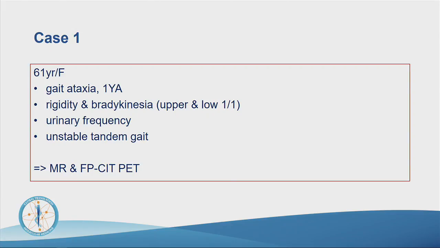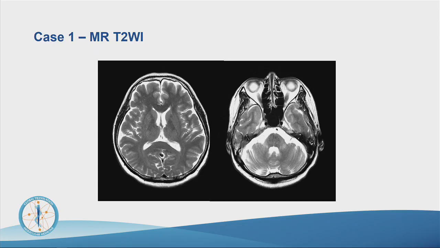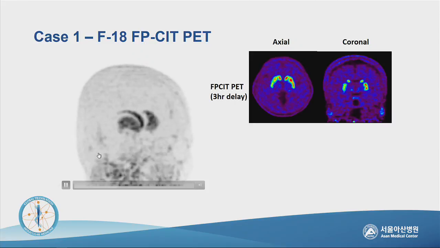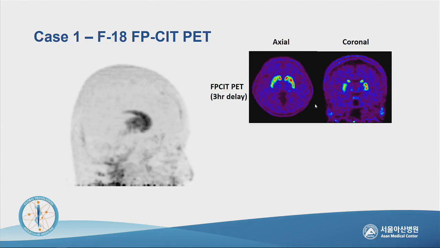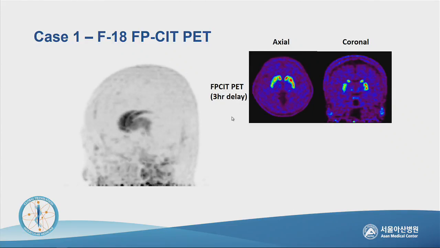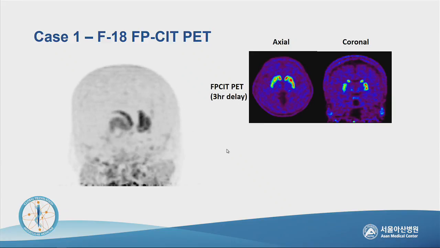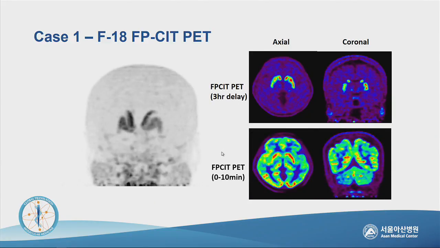A 60-year-old female with gait ataxia for 1 year and resistant orthostatic hypotension. She suffered from urinary frequency and unstable tandem gait. The physician ordered MR and FP-CIT PET. This is the MR imaging, transaxial at the basal ganglia level and the cerebellar level. And this is the FP-CIT PET scan: MIP imaging and axial and coronal imaging. I will also show you the additional early perfusion phase image, the first 10-minute image.